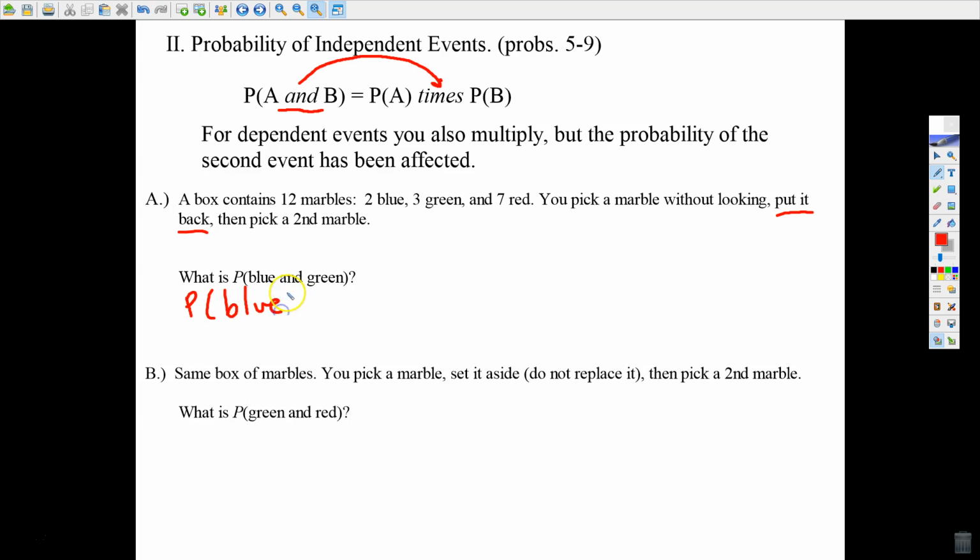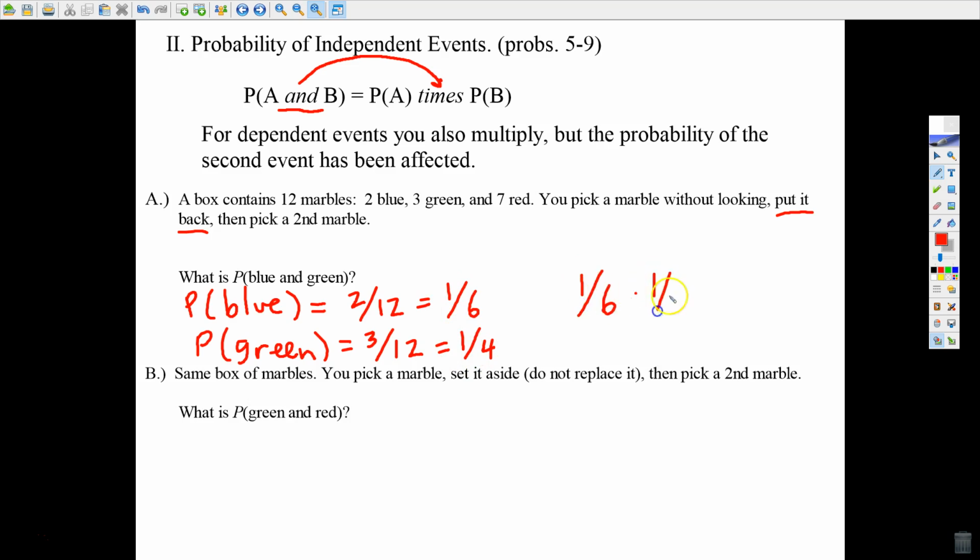What's the probability of blue? There are 2 blues out of a total of 12. Reduced, that would be 1/6. My second event is green. What's the probability that I'm going to pick a green with my second pick? So I do that separately. And since I put the first marble back, I still have 12 to deal with. There are 3 greens, 12 total. Reduced, that's 1/4. So I take these 2 different probabilities, the probability of A and the probability of B, and I multiply them together.